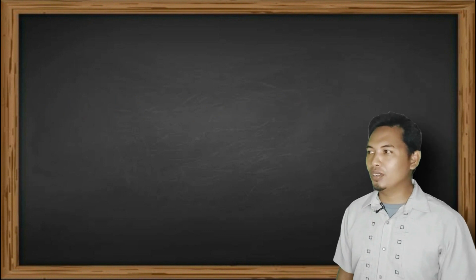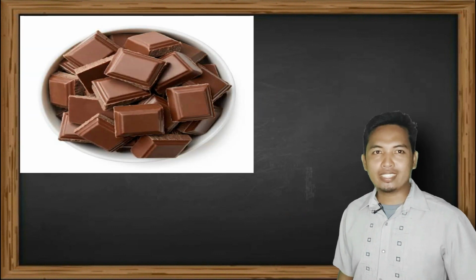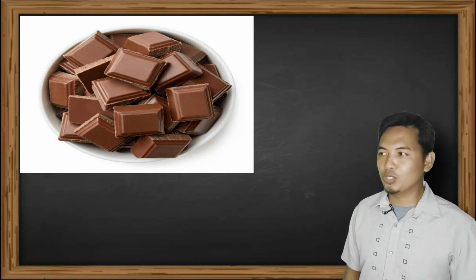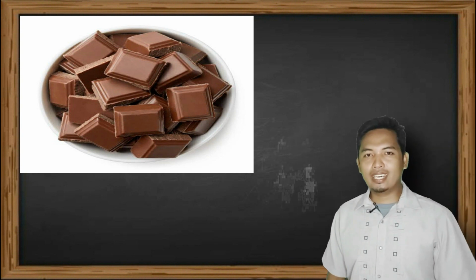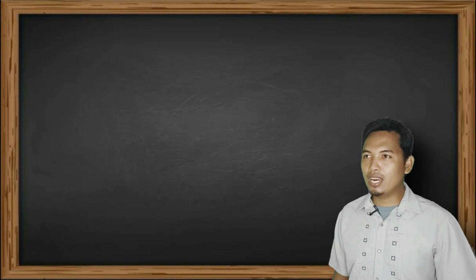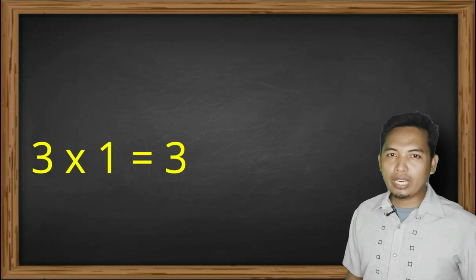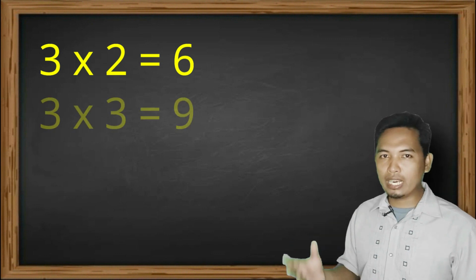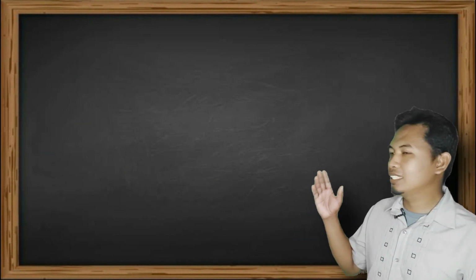Real life situation example of direct variation. As a previous example, you're going to buy chocolate. The total cost of the chocolate depends upon the number of chocolates you buy. The price of the chocolate per piece is called the constant of variation. Halimbawa, bumili ka ng isang chocolate. Kung halimbawa ang halaga ng chocolate ay 3 pesos, we're going to pay 3 pesos. When you buy 2 pieces of chocolate, babayaran mo doon ay 6 pesos. Kung bibili ka ng 3, 9 pesos. Kung bibili ka ng 4, 12 pesos. So it depends on the number of chocolates you buy.